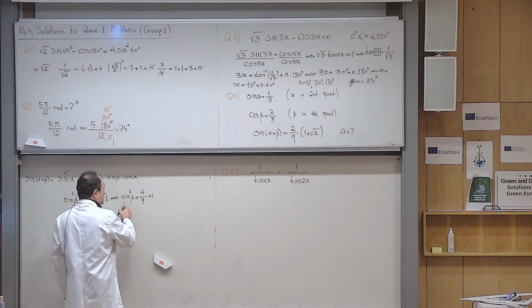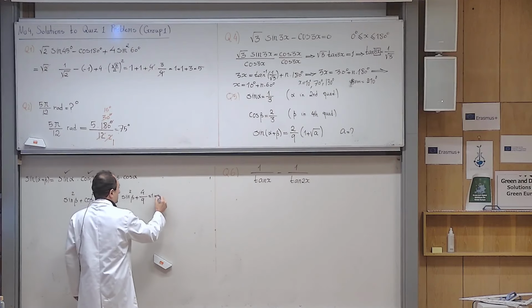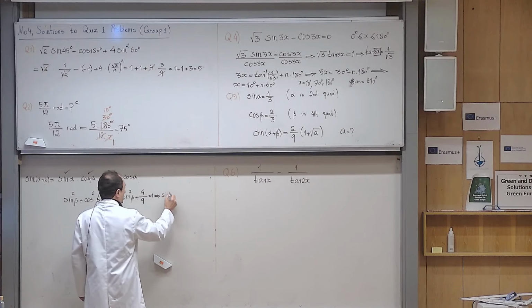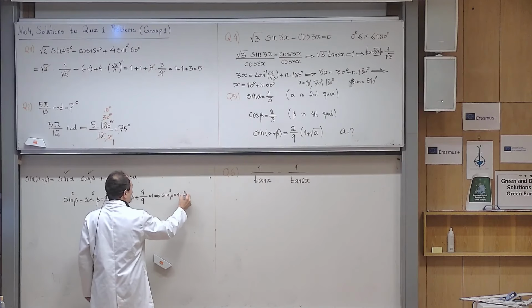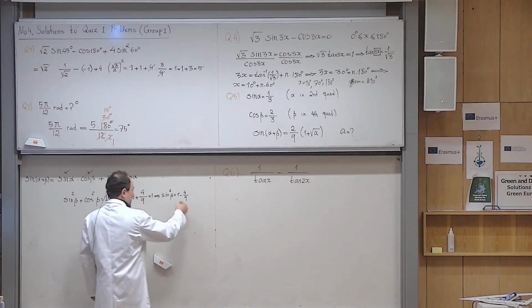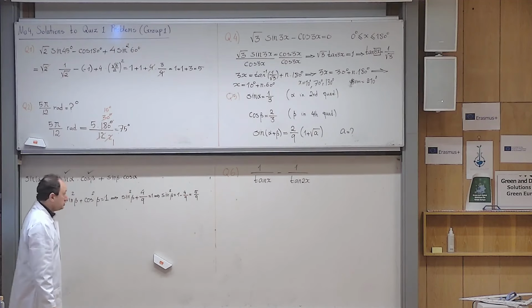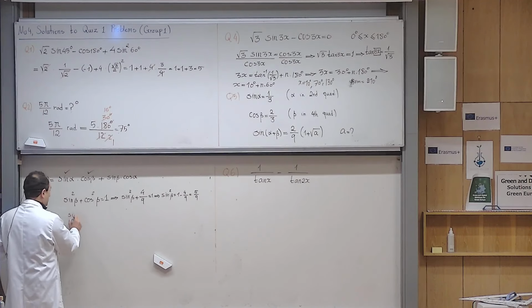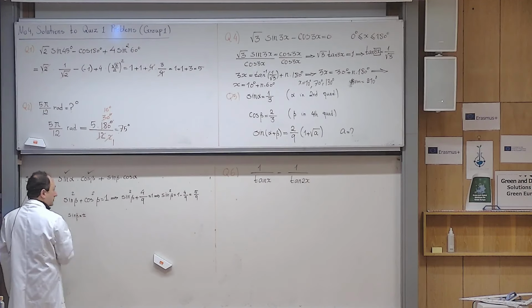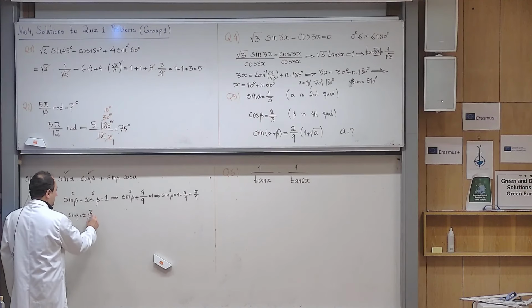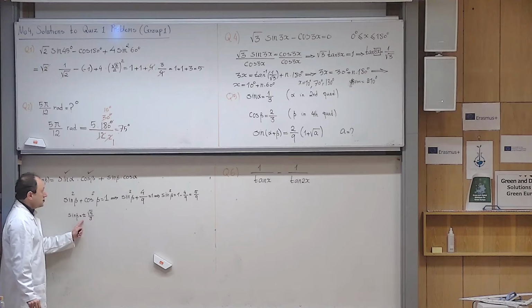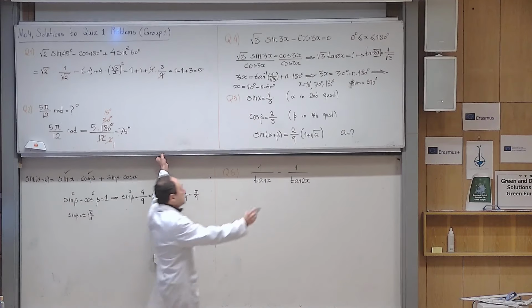I am looking for sine. So I move this to the other side. Sine beta squared is equal to 1 minus 4 over 9. Take the common denominator, 5 over 9. And then sine beta becomes what? Plus or minus square root of 5 over 3. But this information is given because of that.